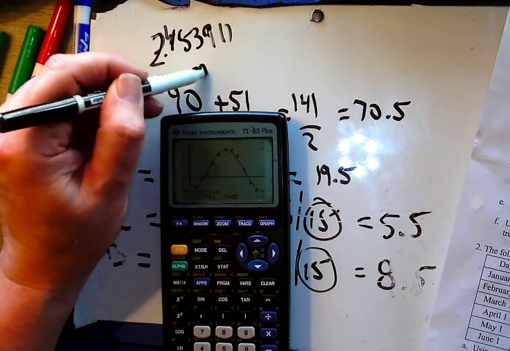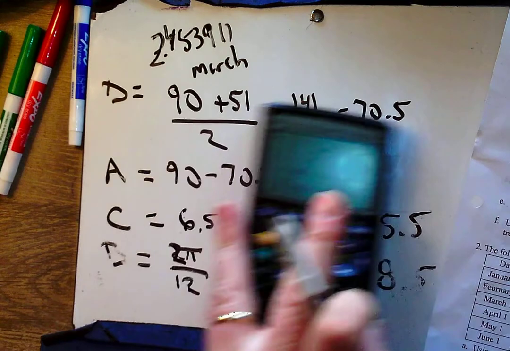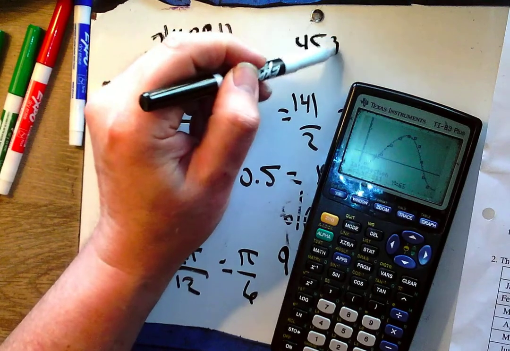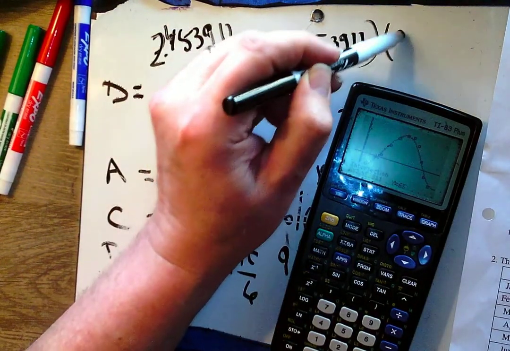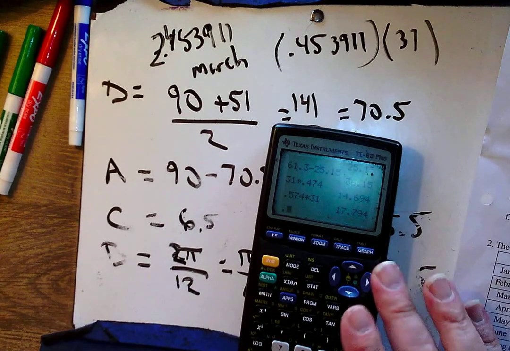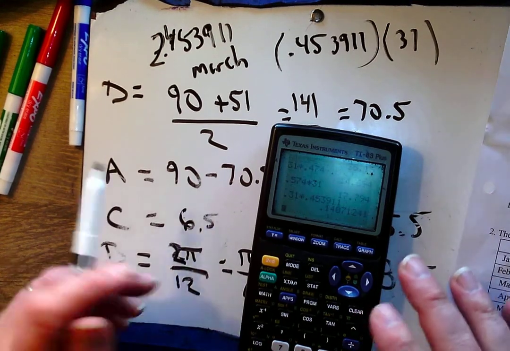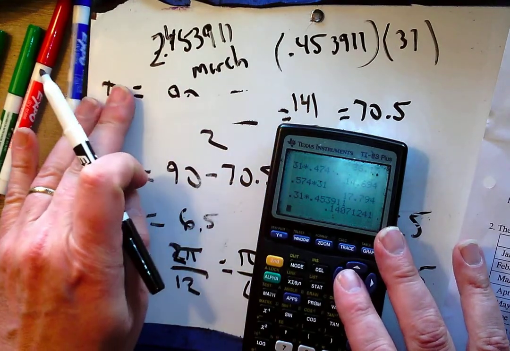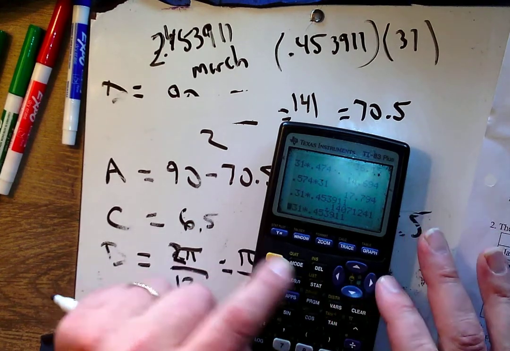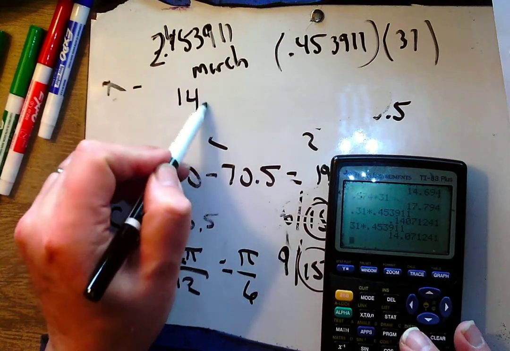So that's March. How many days does March have? 30 days has September, April, June, and November. All the rest have 31, except February. So I'm going to take that 0.453911, and I'm going to multiply by the fact that there are 31 days in that month. So 31 times 0.45391. And I end up with something I did not expect. Oh, there's a decimal point there. Let's go back and take out that decimal point and then do this. So I've got 14.07.